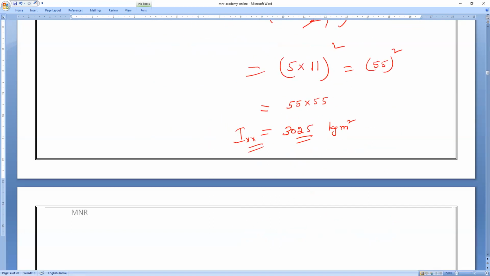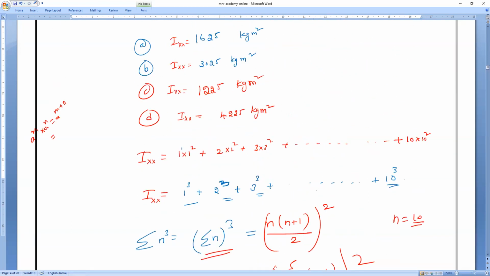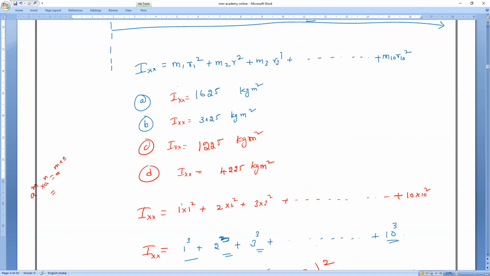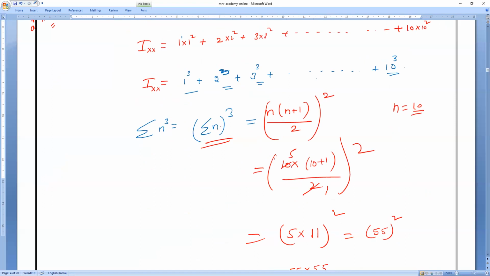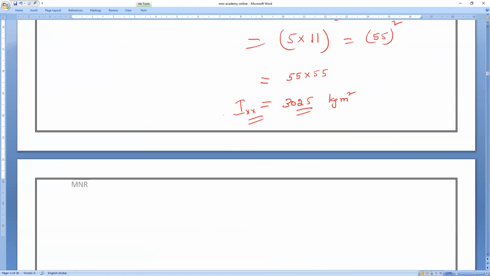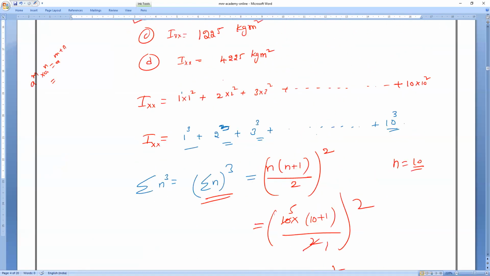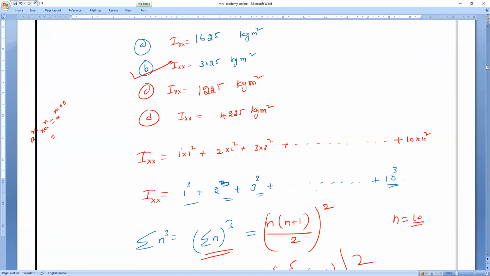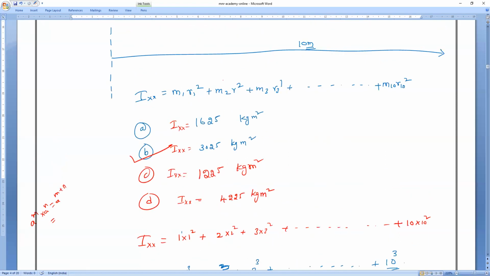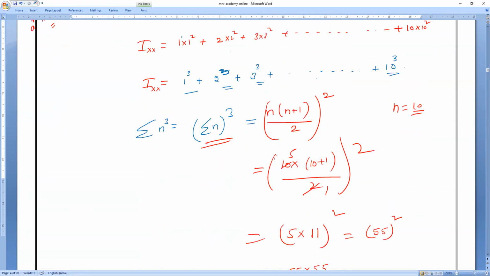Okay. So, what is the answer? 3025 kilogram meter per second square. So, option B is the moment of inertia. Are you clear, everybody? Yes? All of you? Yes, sir.